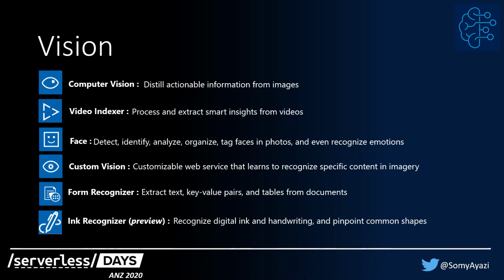It has the ink recognizer feature, which is something new, that recognizes digital ink and handwriting. With the Vision API, it can read handwriting and printed text, but this one actually recognizes the digital ink and pinpoints common shapes. So it's a more advanced feature. As you can see, even Microsoft improves, trains and customizes the existing models every day. So this is something that Microsoft can do, and we can do as well. Microsoft gives us the opportunity to have our own model and customize it.